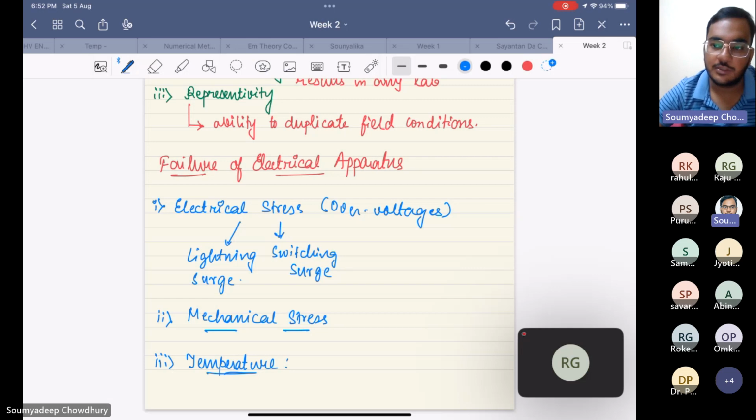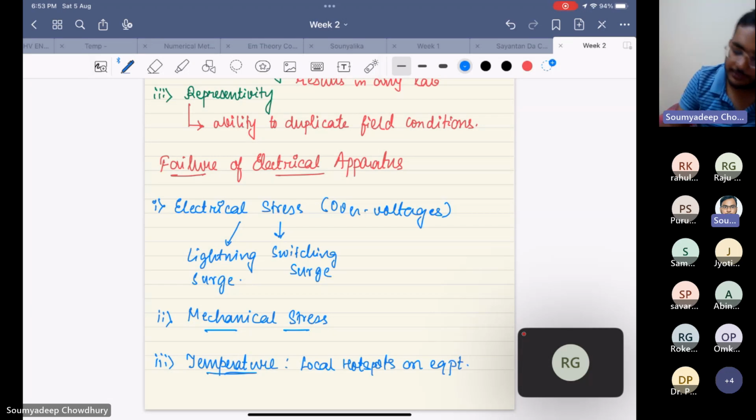Again, if he installs that at Kashmir, where we have snowfall every time, with temperatures going below 0 degrees, there it will not work. So it should also be prepared. The tests should also be done pertaining to the temperature of the surroundings. Due to high temperatures, local hotspots can form on the equipment. This is one of the damaging factors which will happen due to the temperature.